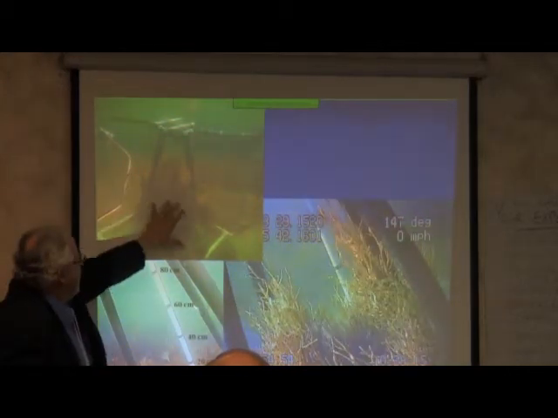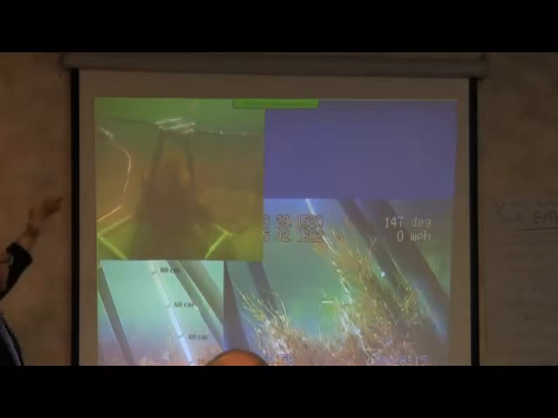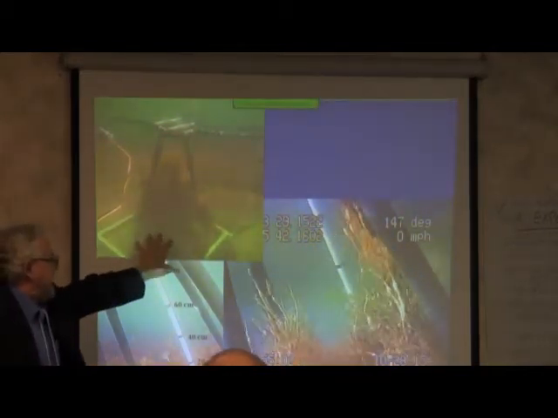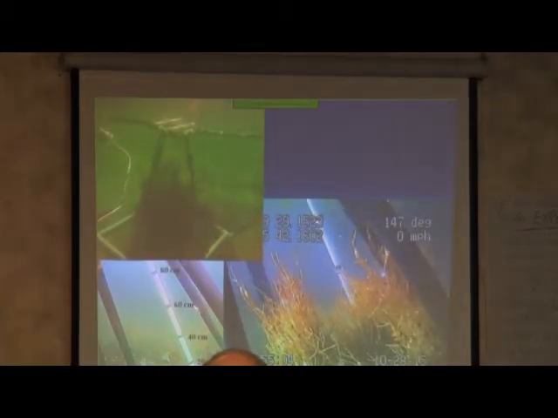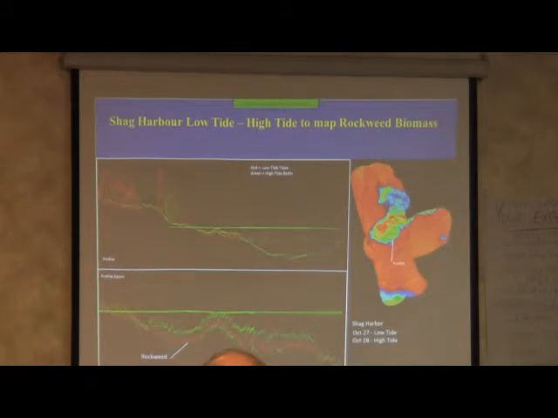We dropped it down over one individual piece of rockweed, and you can see the height there. It's a little over about 90 centimeters. What we don't know exactly is how big is that rock there in that particular case. So, some very preliminary results.